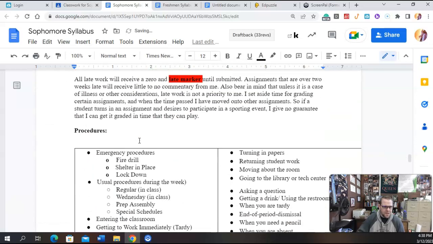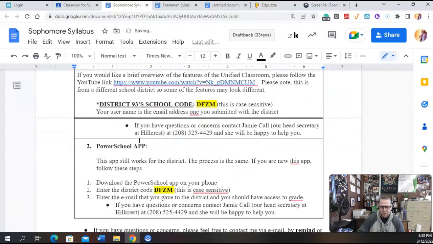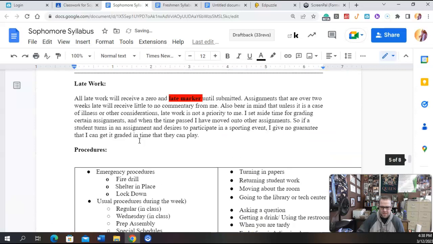Citizenship scores, my classroom rules are pretty straightforward. I think I can let you guys review through the rest of this, but those are just kind of the main points I wanted to talk about.